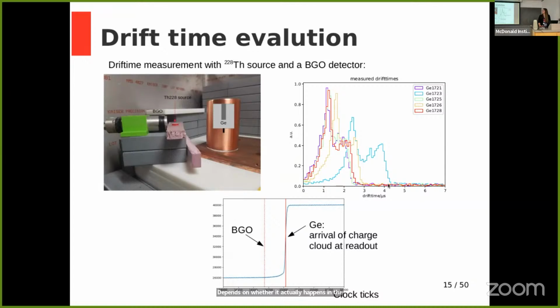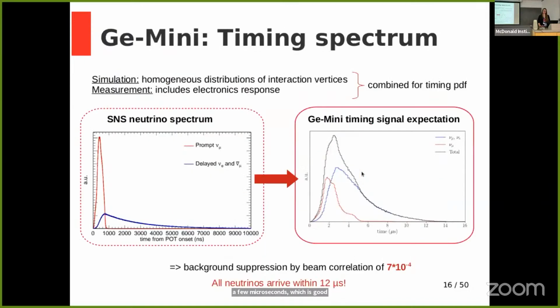And it turns out that this is always well within a few microseconds, which is good news, because it means that we can successfully apply this drift time to our signal expectation. And doing so, on the left is the spectrum that comes out of CEvNS, and on the right is what we expect to detect. And it turns out that all of the neutrinos arrive within 12 microseconds.